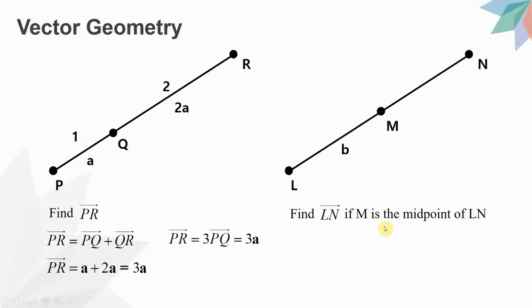if we say something is the midpoint of a line, the ratio will always be 1 to 1. Alright. So the vector MN is also B here. So vector LN is 2 times LM, so it's 2B.